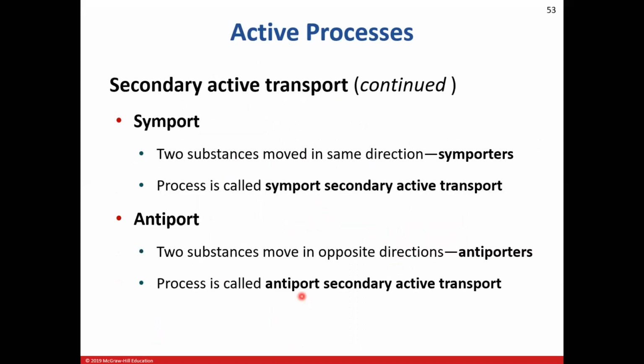So if we're looking at secondary active transport and we look at symport, with the symport transport, we have 2 substances that are moving in the same direction, and these are called symporters. And therefore we have a symport secondary active transport. Now with antiport, we have the reverse. We have 2 substances that are actually moving in opposite directions. And these are called antiporters. And the process is called antiport secondary active transport.